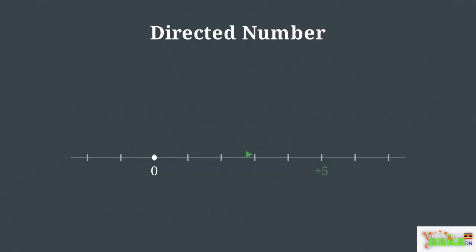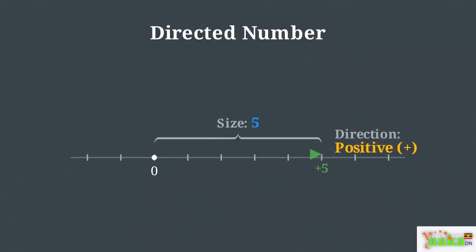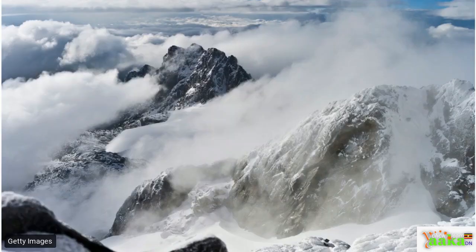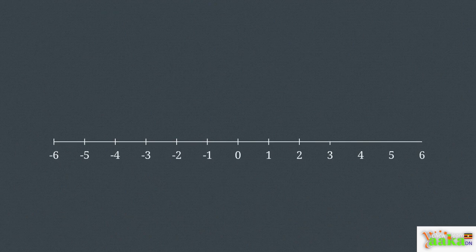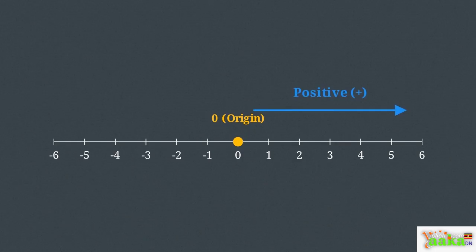A directed number possesses both a size and a specific direction. On the peaks of the Rwenzori Mountains, temperatures regularly drop below the freezing baseline, shifting from positive to negative values. We map this spatial relationship onto a number line. 0 sits at the origin. Everything to the right moves in a positive direction, indicating savings or elevation. Everything to the left moves in a negative direction, indicating debt or a drop below freezing.